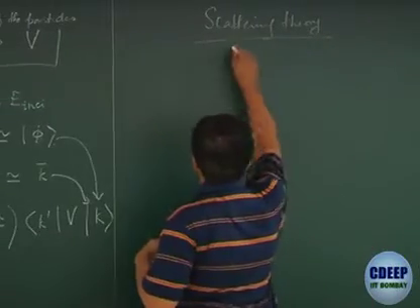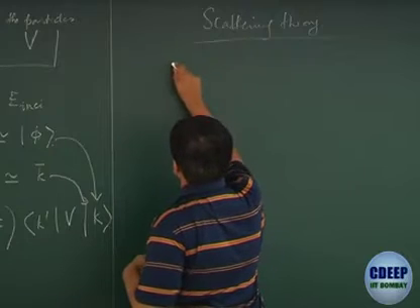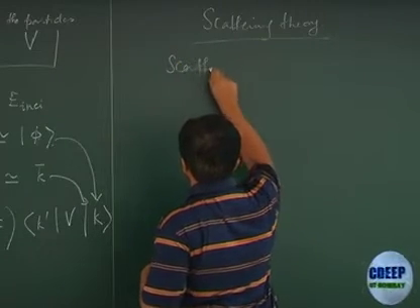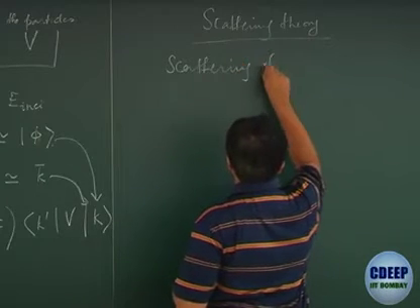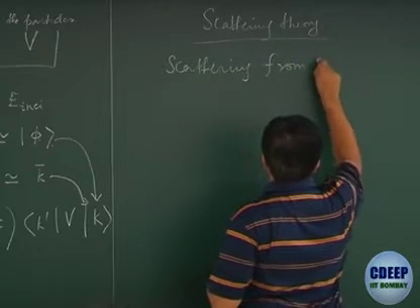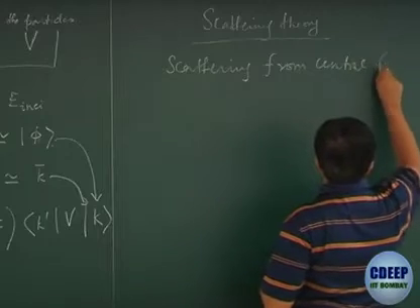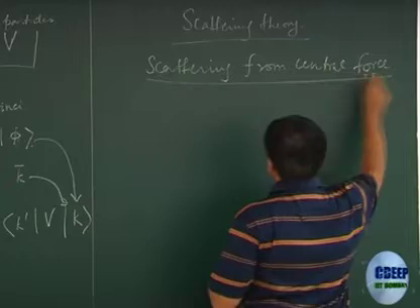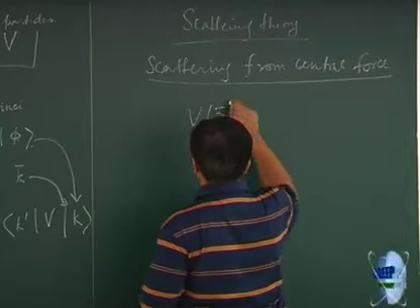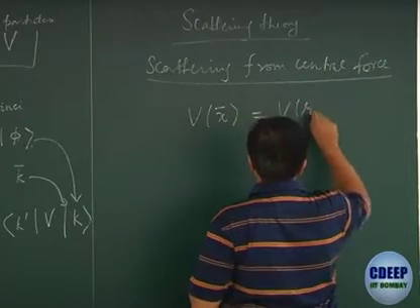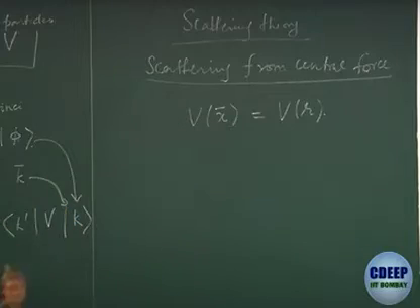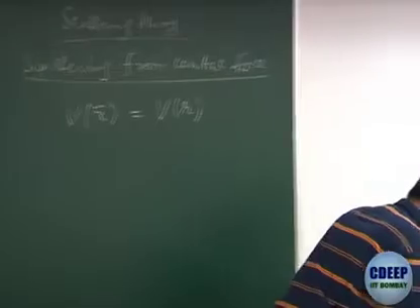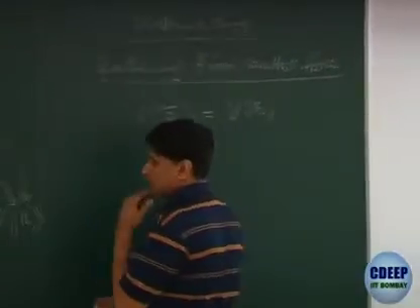So we are now going to focus on a general case of scattering by a central force. V of x is basically V of r. Theta and phi will actually go. Now the Born approximation becomes slightly simplified. So what happens to f of q?